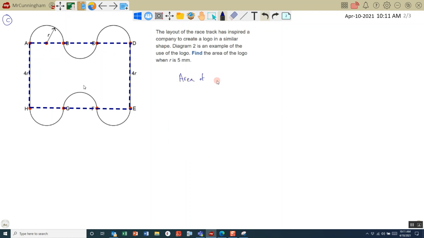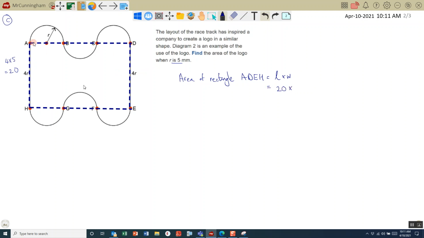So area of rectangle ADEH, and the area of any rectangle is length multiplied by width. Now I know that the width of this rectangle is 4r, 4 times r, and we're told that r is 5. So 4 times 5 is 20, so this distance is 20.